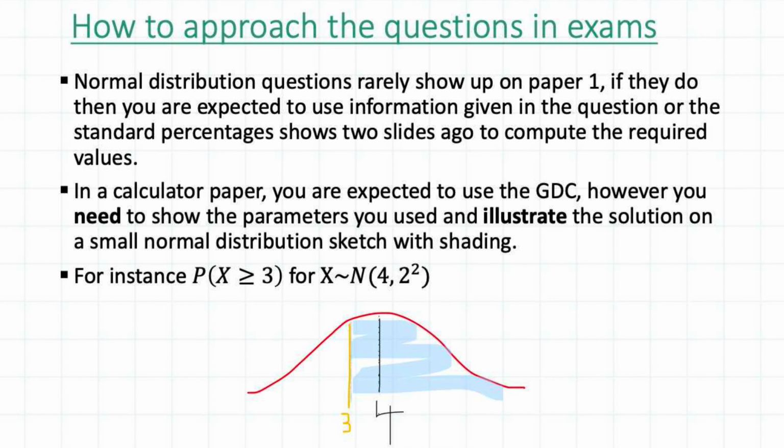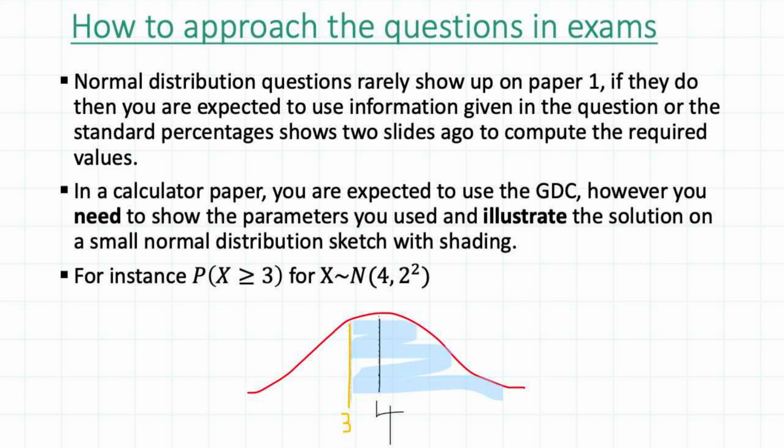So how to approach questions in an exam? They rarely show up in paper one, but if they do, you're expected to use the information that's given or the standard percentages that I explained on the previous slide. I'll show you how to use them if needed, but typically we expect you to use the calculator if it's available. If you are using a calculator, obviously you don't want to write a normal CDF and then write the parameters in there. That's not the best show of method.